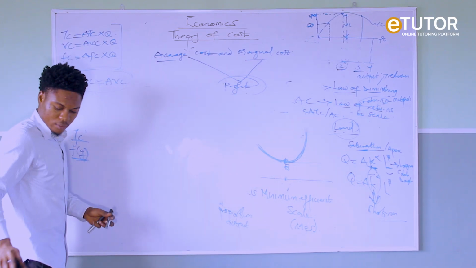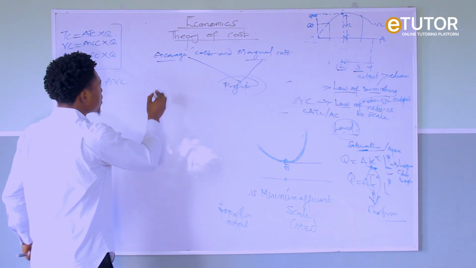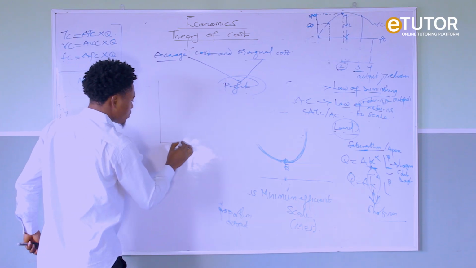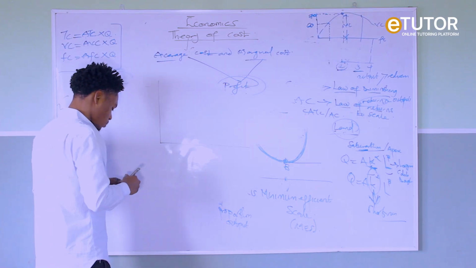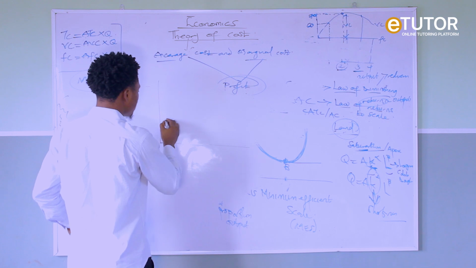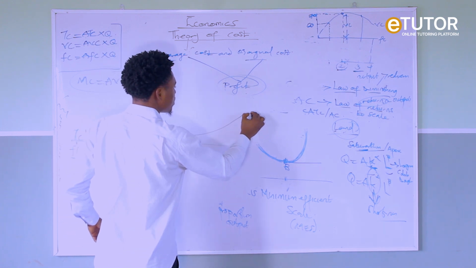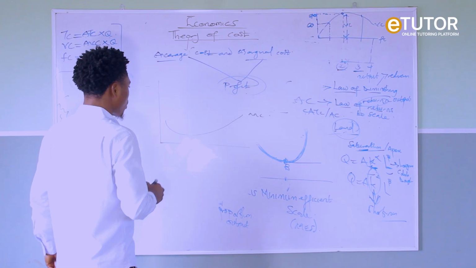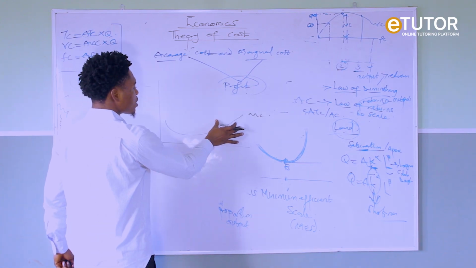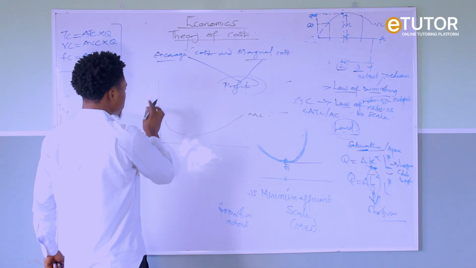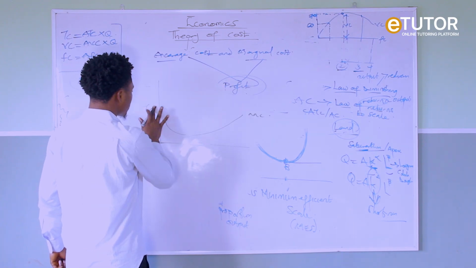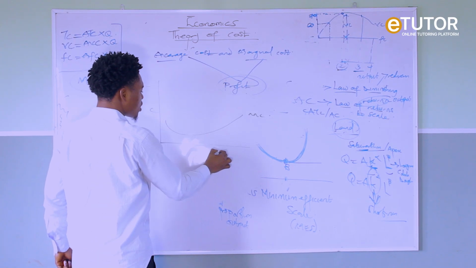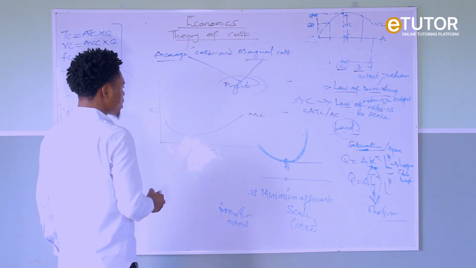Our marginal cost. So the graph for our marginal cost is very simple. So we have something like this. Now, this is our marginal cost. So our marginal cost shows the increment of the total cost as a result of changes in quantity. Are you getting it now?